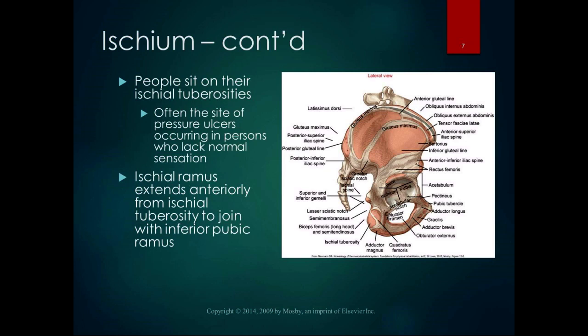The ischial ramus, a ramus is an arm, you can think of it that way. The ischial ramus extends anteriorly from the ischial tuberosity to join with the inferior pubic ramus. So the ischium has just one ramus. The pubis has inferior and superior.